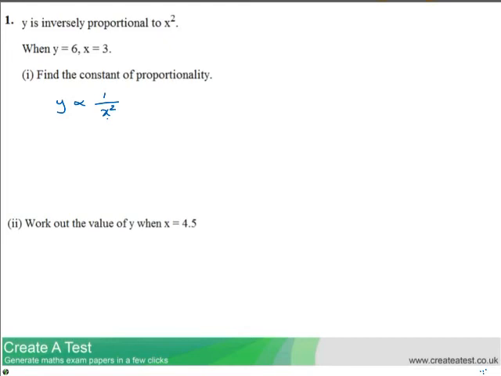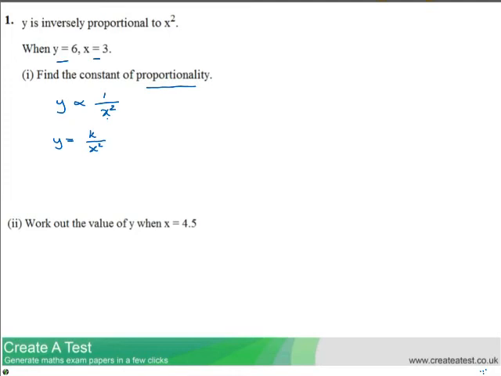So first of all then, what we want to do is turn this into a formula we can solve. And to do that, because we don't know the relationship exactly between the two, y and x squared, we have to introduce a constant. And this is called the constant of proportionality. So we're going to have to find out what this constant is. In order to do that, we're going to need some x and some y values, and luckily they provide us with some in the question.